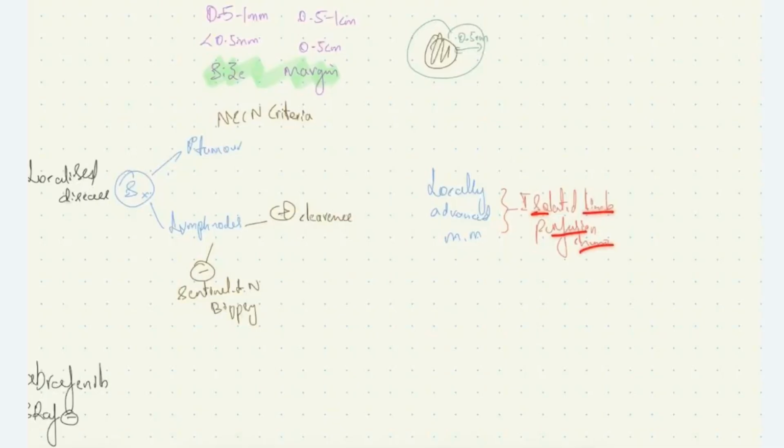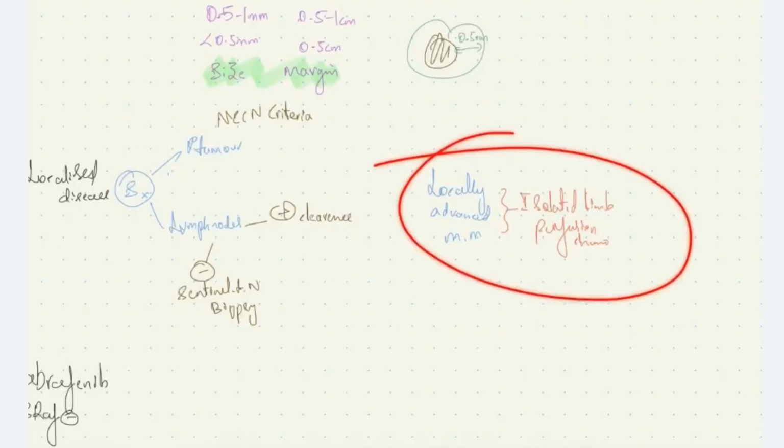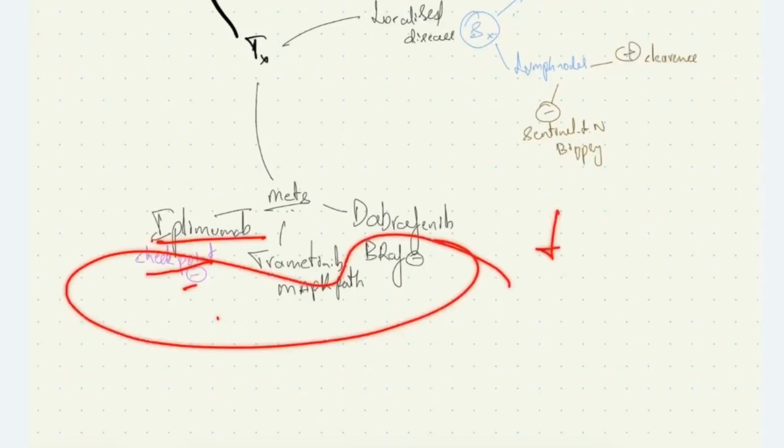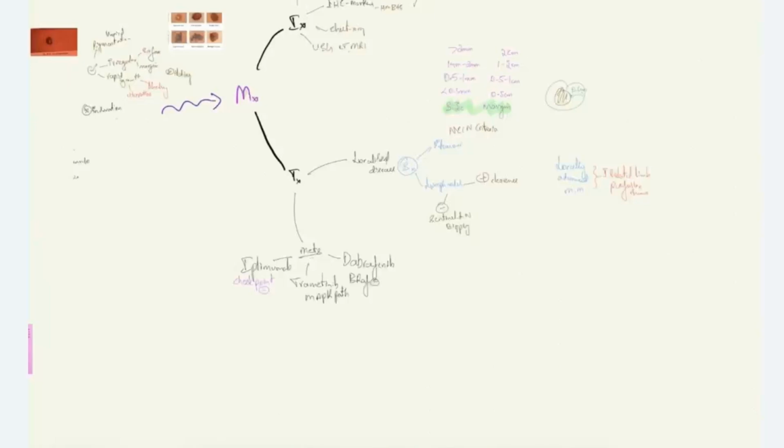Just remember this point. If the patient has distant metastasis, we treat the patient by giving dabrafenib, that is BRAF inhibitor, trametinib, that is MAPK pathway inhibitor, and then ipilimumab, that is checkpoint inhibitor. All these work by reducing the proliferation of melanocytes or the tumor cells.